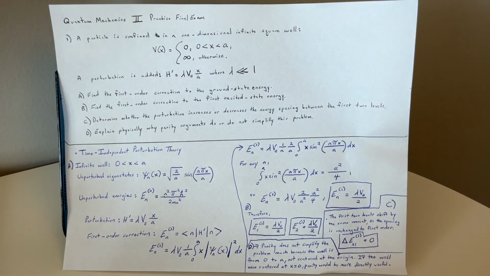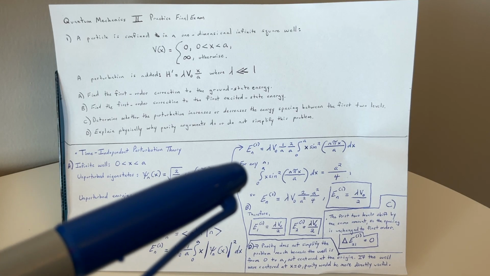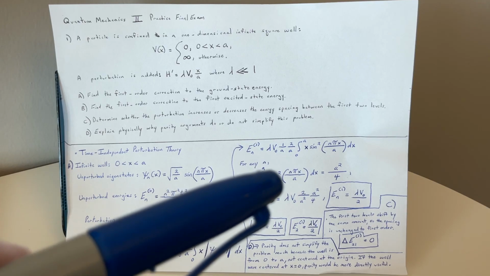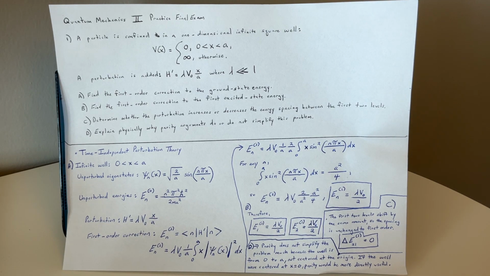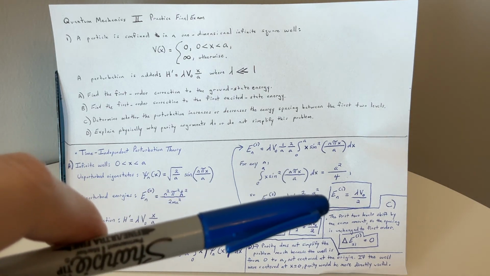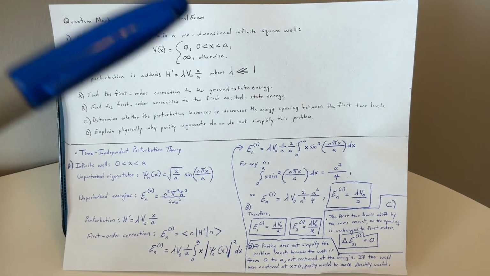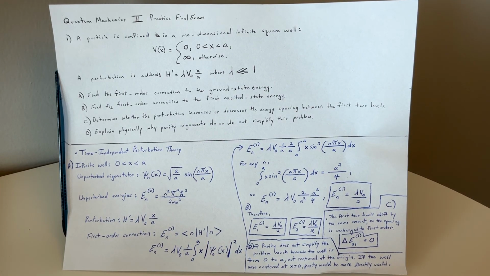Integrating there dx. For any n, the integral from 0 to a of x sine squared of n pi x over a dx is going to come out to a squared over 4. So our first order correction is going to come out to lambda v naught 2 over a squared times a to the 4th. So our E sub n superscript 1, the first order correction of the ground state energy, comes out to lambda v naught over 2. After that integration, that comes out.